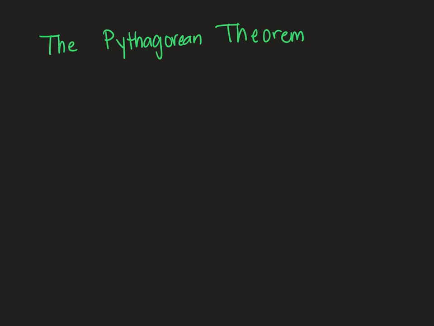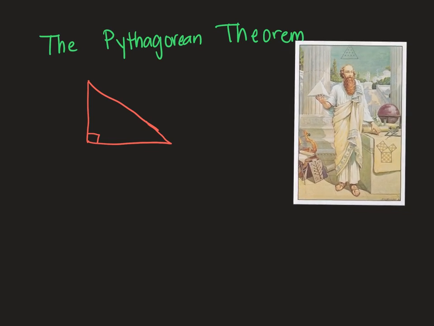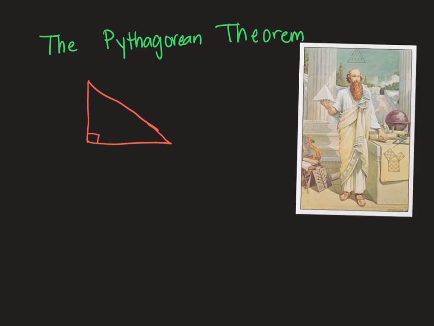Alright guys, this video is all about the Pythagorean theorem, which tells us how all the sides of a right triangle are related. Why is it called the Pythagorean theorem? Well, that is because of this guy named Pythagoras. Now, Pythagoras was a well-known Greek philosopher and mathematician. He was also a cult leader.